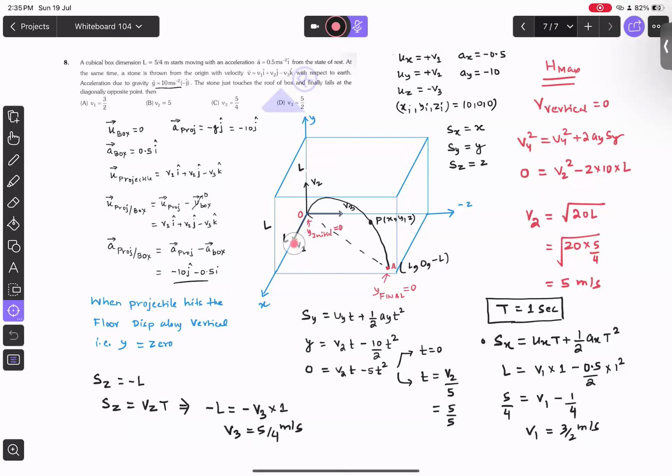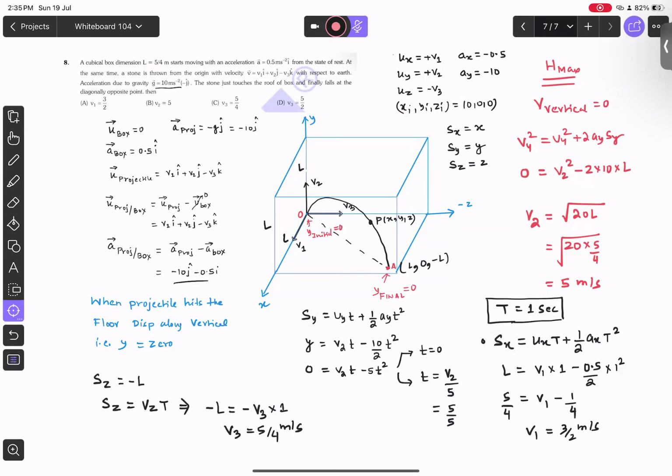How much have you traveled along plus x? This side is plus x. So what is the x coordinate? L. Initial x is what? 0, because it is thrown from the origin. Final x is L. So displacement along x is L. Correct?